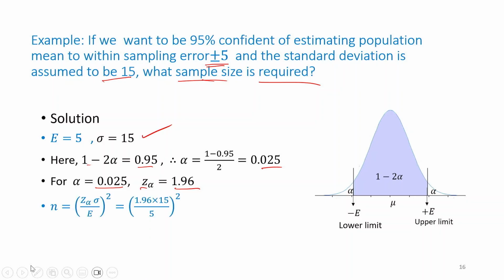So now the formula is in front of you. Use this formula and substitute the values. You get the answer, which is 34.57. So approximately this is 35. So the sample size has to be 35.